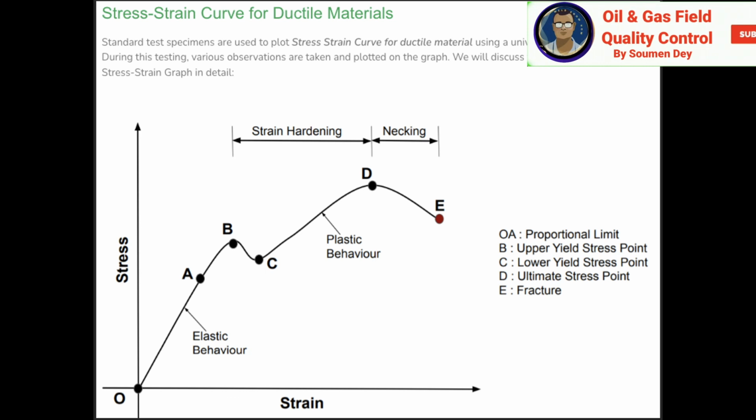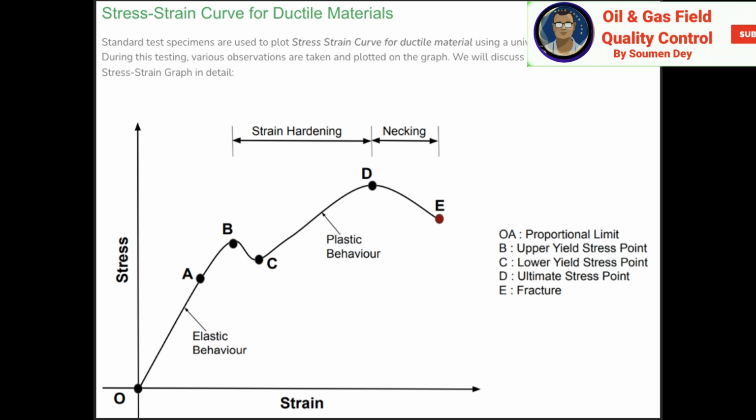In other words, at the lower yield point, minimum load is required to exhibit plastic behavior in the material. Ultimate tensile strength, also termed UTS in mechanical engineering, is at point D. A material has its ultimate tensile strength at point D on the stress strain diagram. The ultimate tensile strength of a material is the maximum stress a material can withstand before breaking. At point D, necking starts inside the material.